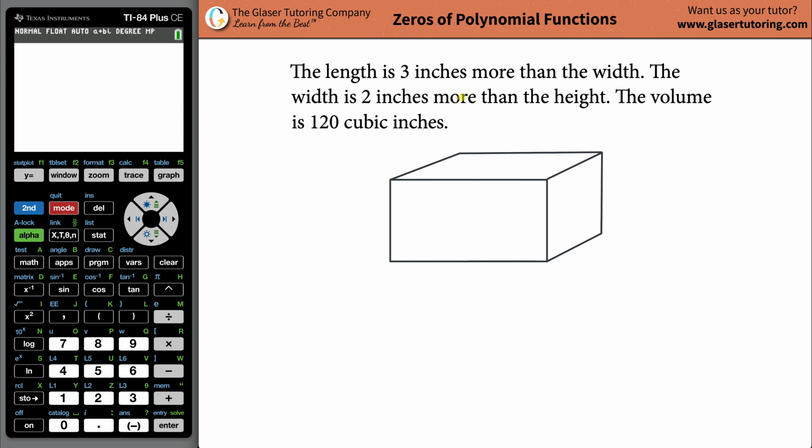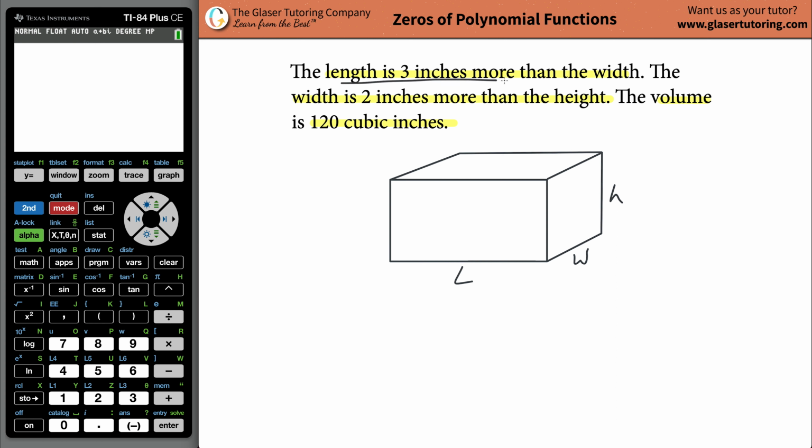Today I would like to teach you how to find the dimensions of a box. We have a problem where the length of the box is 3 inches more than the width, and the width is 2 inches more than the height. It also tells us the volume is 120 cubic inches. Remember, we have to find the actual length, width, and height of the box. First, let's take it sentence by sentence.